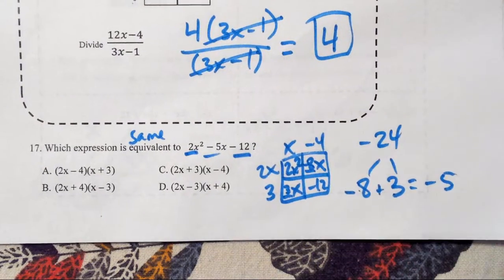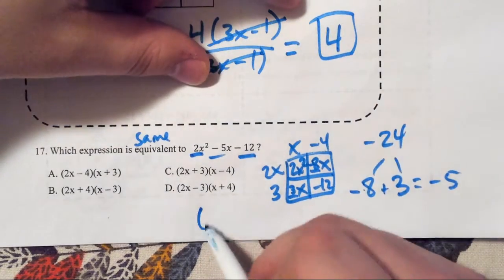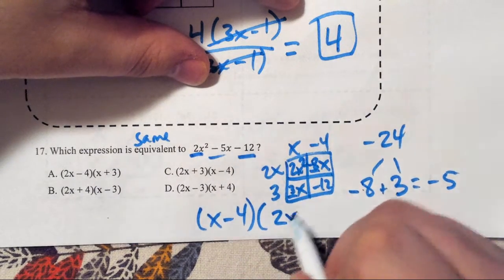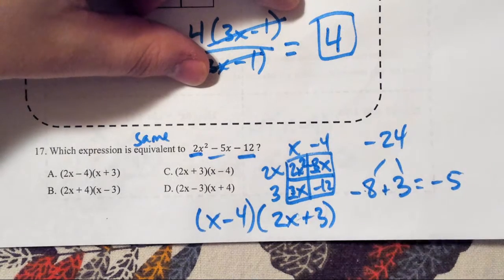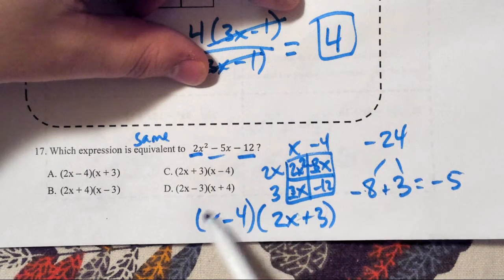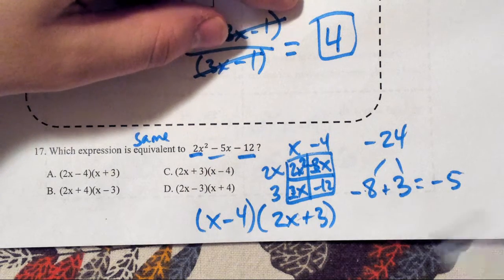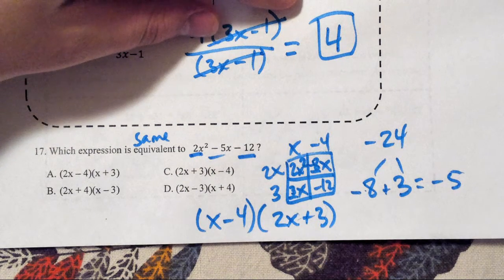So here are my factors. I've got x minus 4, and I've got a 2x plus 3. Now their order doesn't really matter. I can have x minus 4 on the right and 2x plus 3 on the left, or vice versa, and that'd be okay either way. When you multiply stuff, the order doesn't really matter.